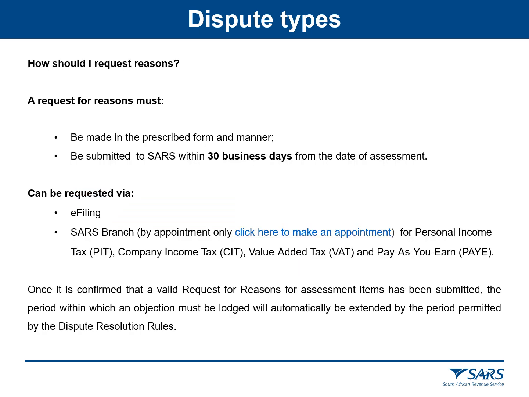How should I request the reasons? A request for reasons must be made on the prescribed form and in the prescribed manner, and it must be submitted to SARS within 30 business days from the date of assessment. This can be done via e-filing, or via the branch office, by appointment only, and this is for your personal tax, CIT, VAT, and pay-as-you-earn. Once it is confirmed that a valid request for reasons for assessment has been submitted within the period in which an objection must be lodged, that period will automatically be extended by the period permitted by the dispute resolution process.